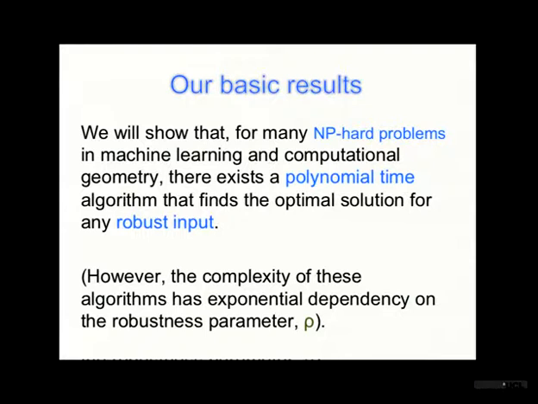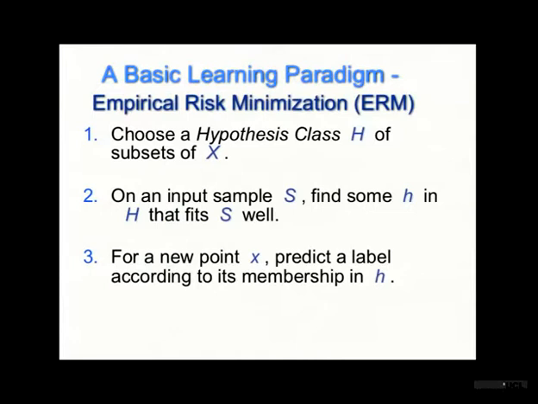Now I'll be a little bit formal. I'll define what kind of learning problems I'm talking about, and I'll give you a list of problems which are NP-hard, and then we will see how we can handle, for those NP-hard problems, those instances which are robust. Okay? So the basic computational problem that I'm going to talk about is empirical risk minimization.